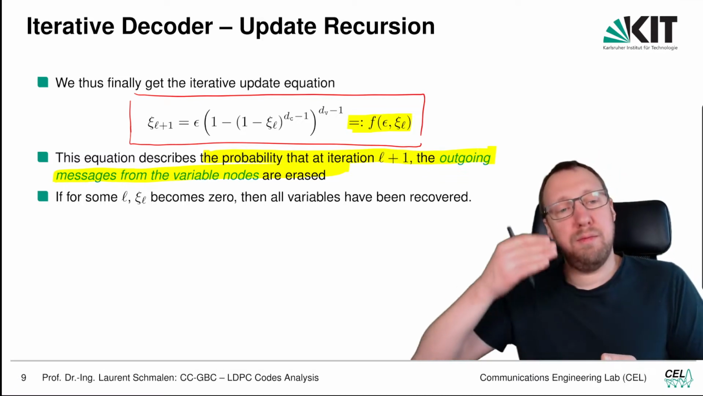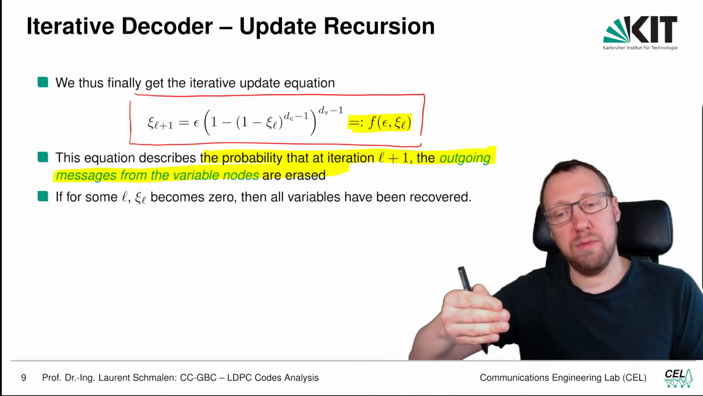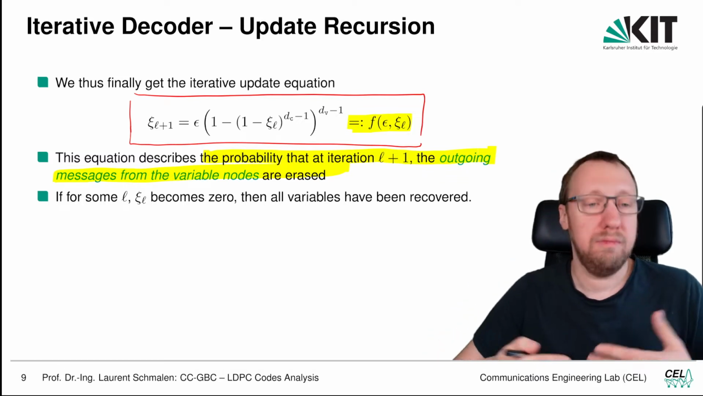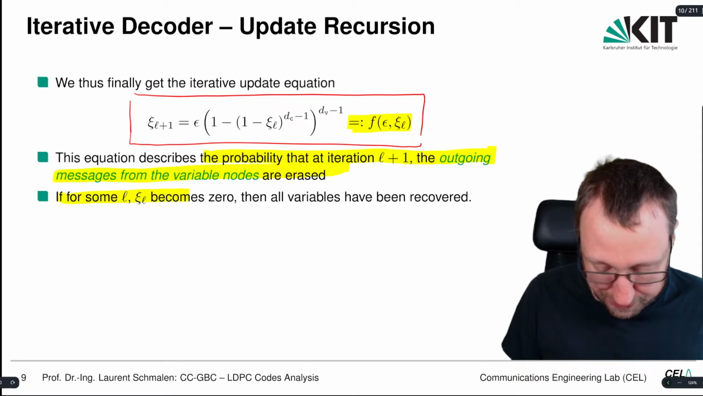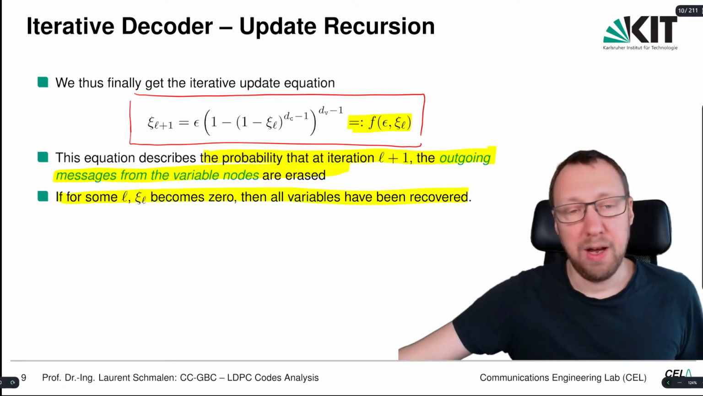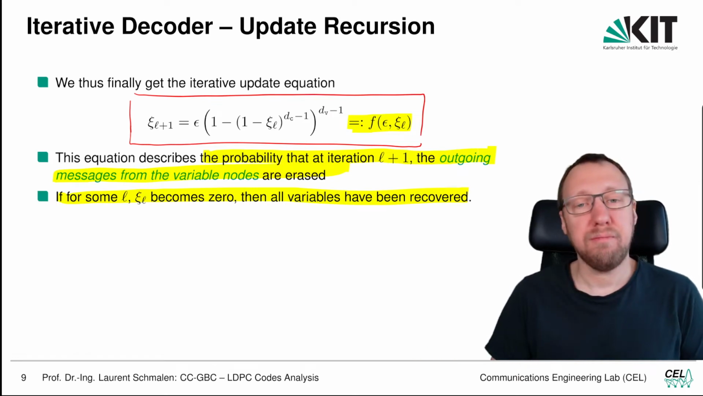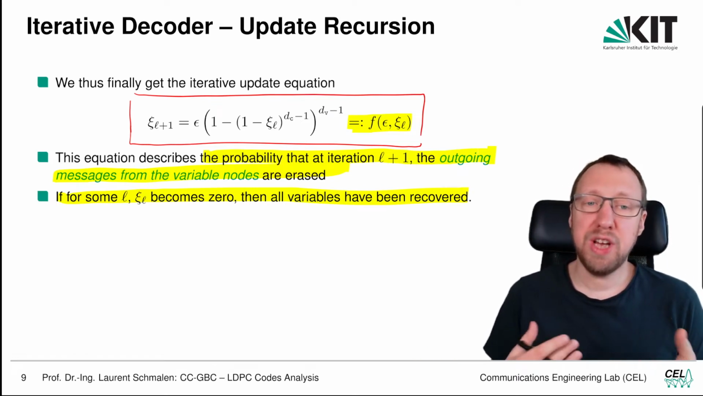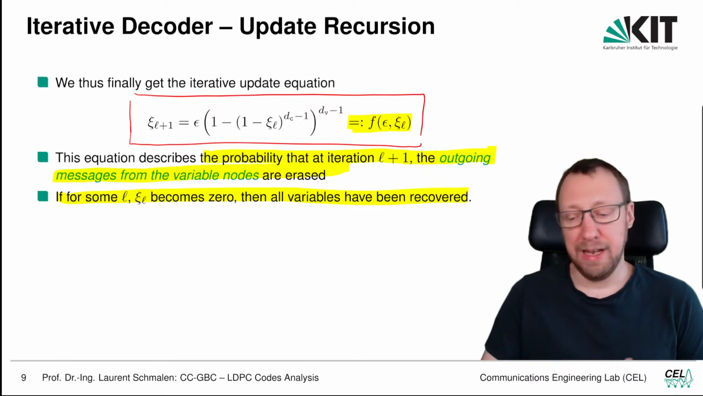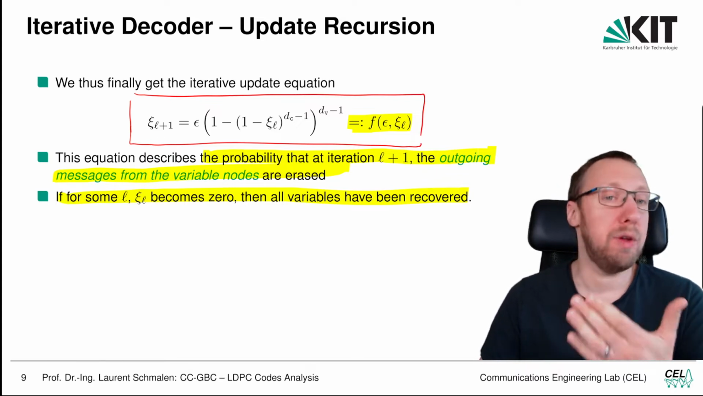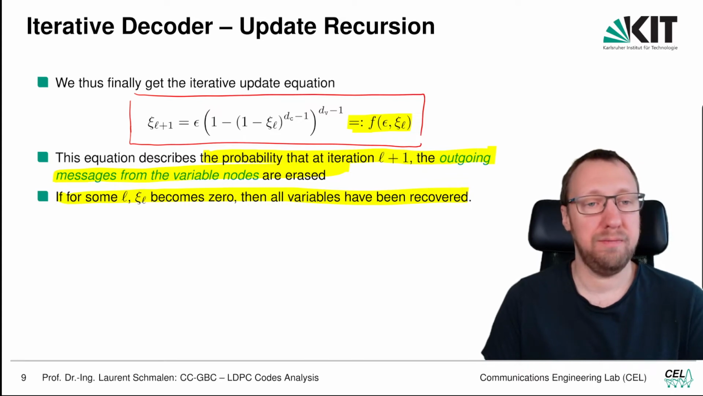This probability goes to 0. That means we have recovered all the variable nodes. So if for some L, CL becomes 0, we have recovered all the variable nodes. Okay. So it makes sense to check when this CL actually gets 0. And that's something we can do. That's something we will do as well.